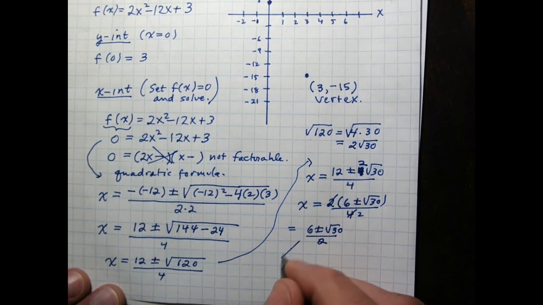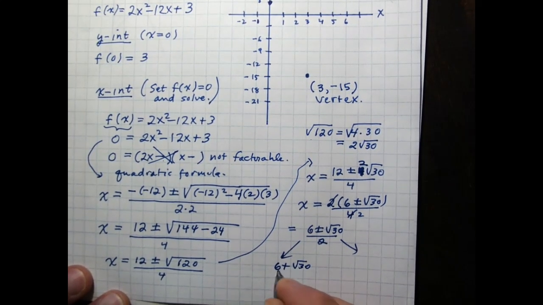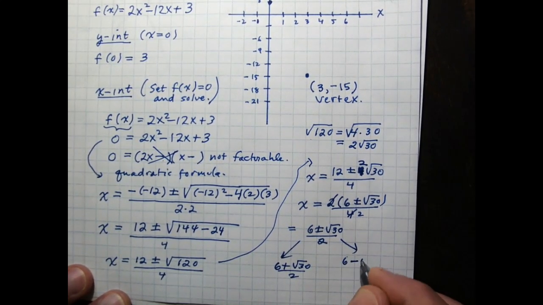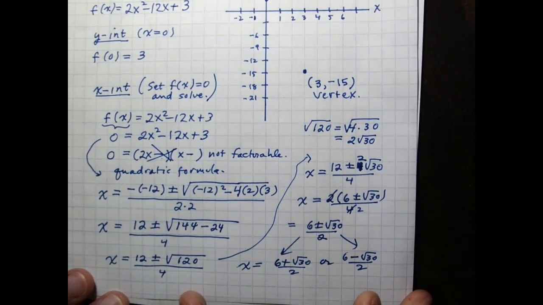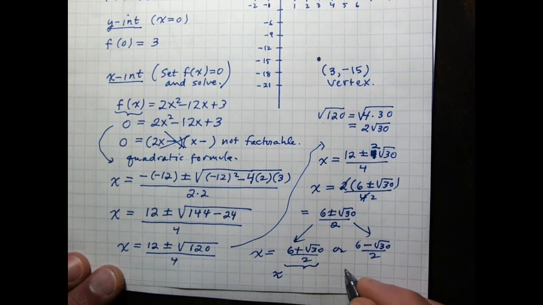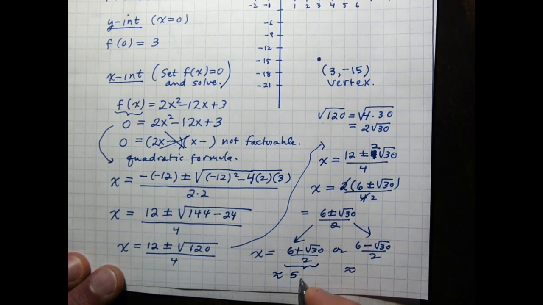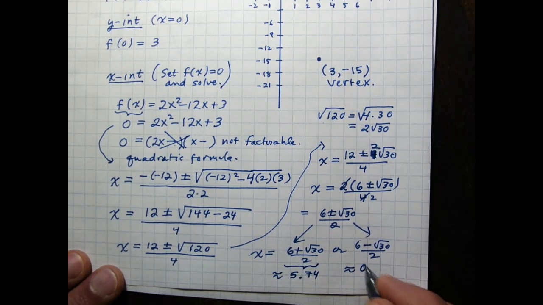So there are two possible x values here. 6 plus radical 30 over 2, 6 minus radical 30 over 2. And those are really my two x-intercepts. And for graphing purposes, you want to be able to get a decimal approximation for those. 6 plus radical 30 over 2, on my calculator, I get about 5.74. And for 6 minus radical 30 over 2, I get about 0.26.